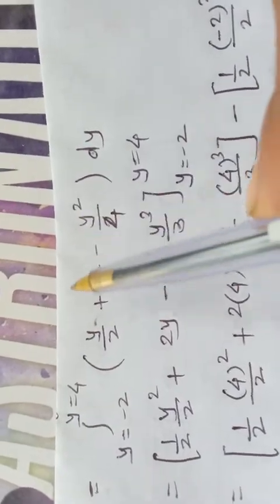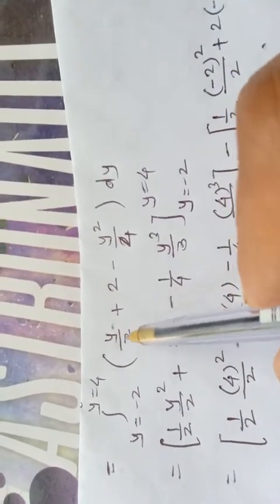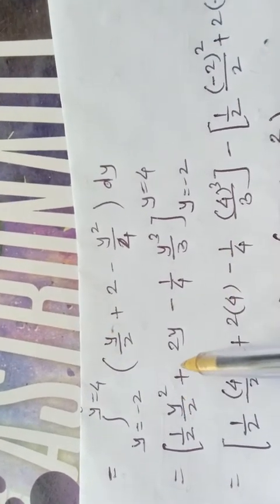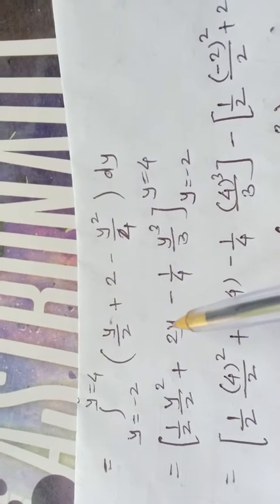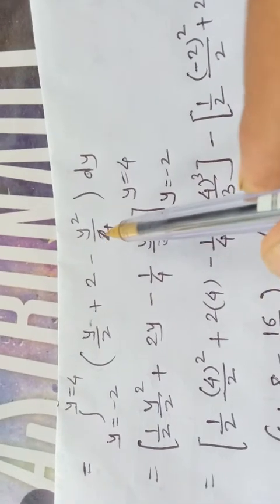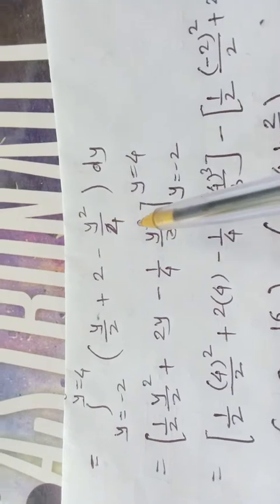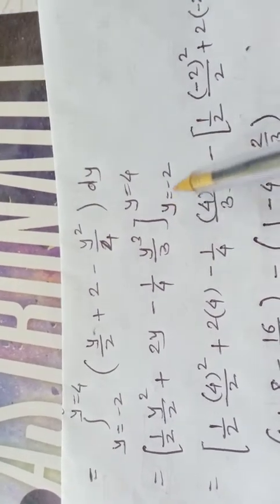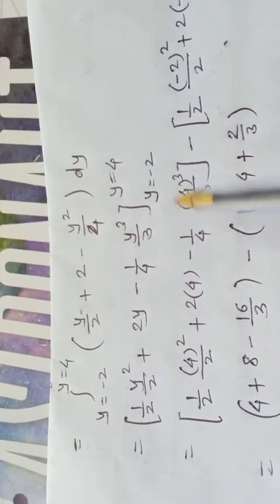Now we have to take the integration of this term with respect to y. In the first term 1 by 2 is constant, so I take it outside, and the integration of y is y square upon 2, plus 2 is constant and the integration of a constant is only y, so 2y is here, minus 1 by 4 is constant, so I take it outside, and the integration of y square is y cube upon 3, with the upper limit y equals 4 and the lower limit y equals minus 2 as it is. Now we are putting in the upper limit and lower limit.